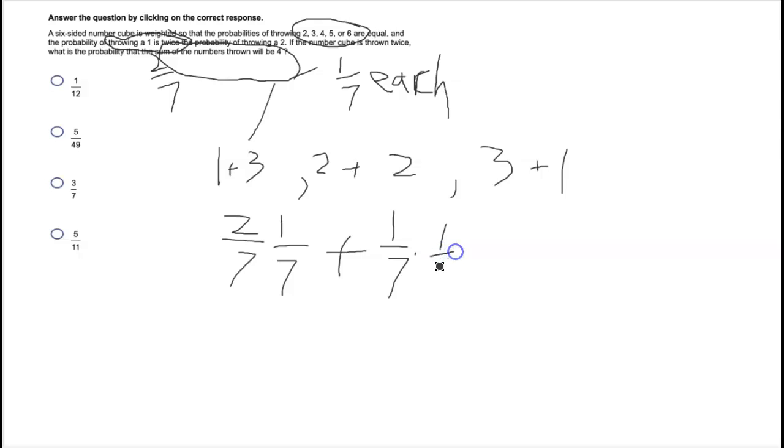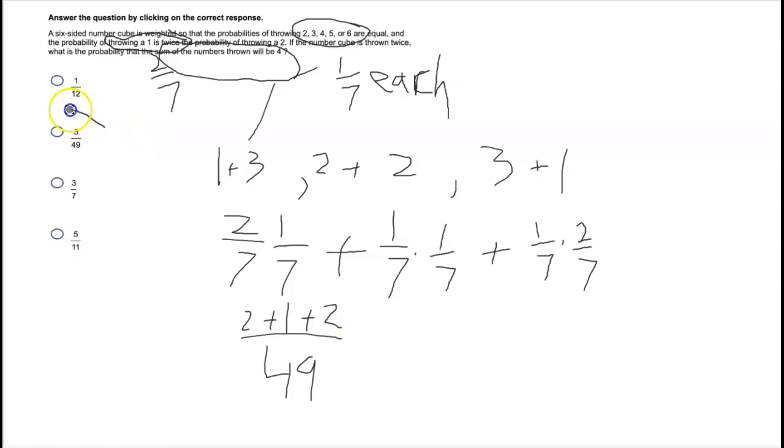All right, we're rolling twice, something with 7ths, so of course the answer is going to be out of 49ths. And the 3 and the 1, well, that's the 1/7 times the 2/7, right? The 1 is weighted to show up a little more often than we expect. So it looks like we get 49ths, obviously, and we have 2 plus 1 plus 2. So that's 5/49ths.